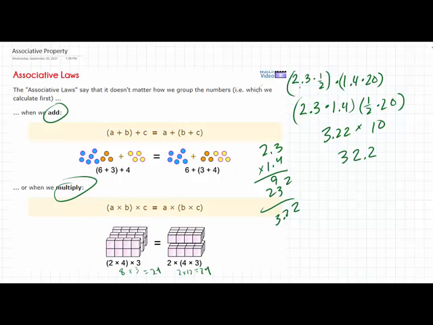Whereas if I multiply 2 and 3/10 times half, I'd have to figure out half of 2 and 3/10. Then I'd have to figure out 1 and 4/10 times 20, and then multiply those decimals together. Whereas this way made it a little bit easier.